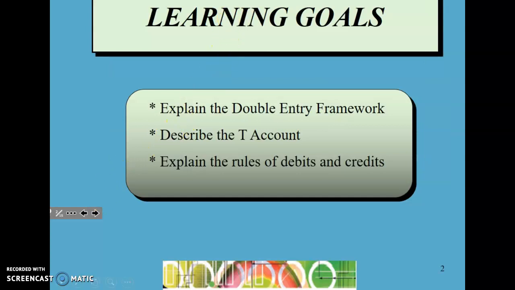Our learning goals for Chapter 2: explain the double entry framework of accounting. We're going to describe the T account, and we're going to be explaining the rules of debits and credits. Now that's not all that we're going to be doing in Chapter 2, but that's how we will be beginning Chapter 2.